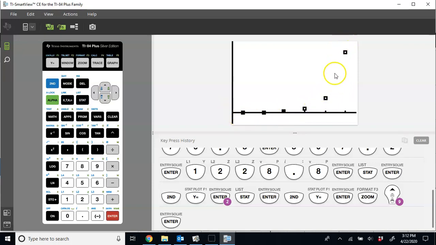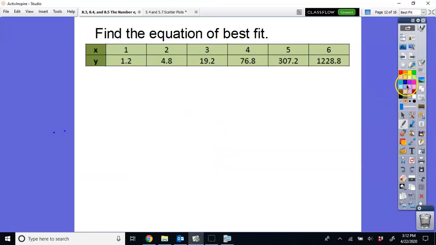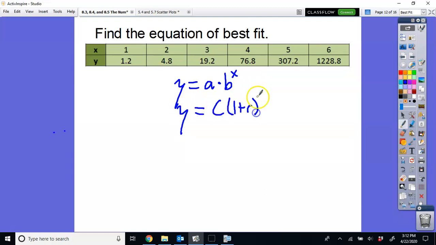So we go to Zoom Stat, and you can see that it has this ramp feature that we looked at earlier before spring break. That ramp shape is characteristic of exponential growth. So now we want to tell the calculators to find the equation for that exponential growth. Remember, exponential growth functions are in the format y equals a times b to the x, or c times 1 plus the rate raised to the t.